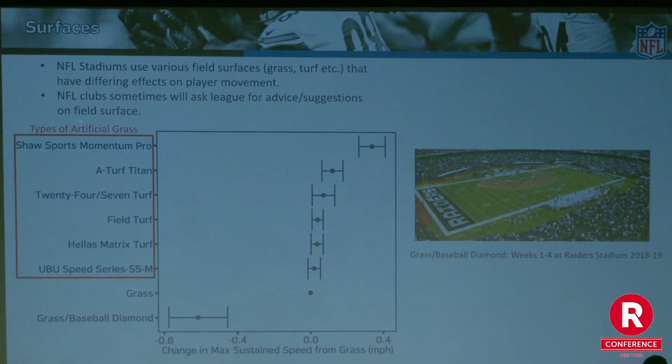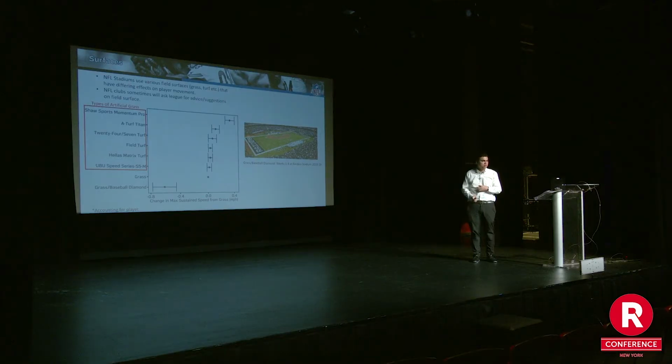For those of you who maybe watch football, there was a team, the Oakland Raiders, who had a stadium that they shared with a baseball team. So during some of the weeks of the season, there was an outfield in the middle of the stadium, in the middle of the field, which you can see up there. So that's what that is. We're somewhat involved in field surfaces, and this is something that the league can be involved in.